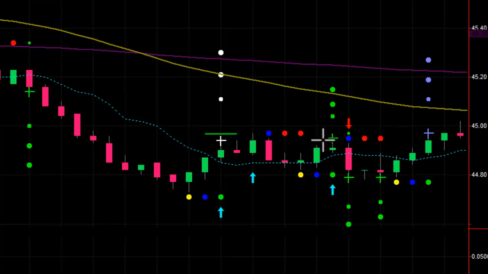We can't avoid this all the time. Sometimes you'll get 2 losses in a row. That's pretty common. That shouldn't scare you. Usually you're going to get a big winner that's going to make up for it.